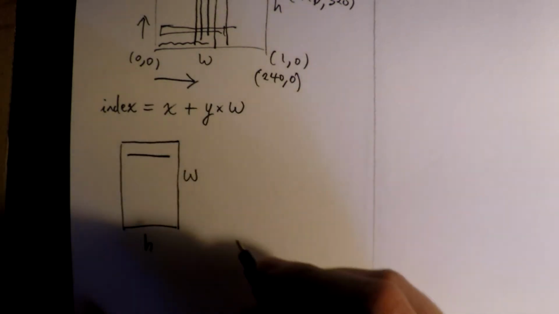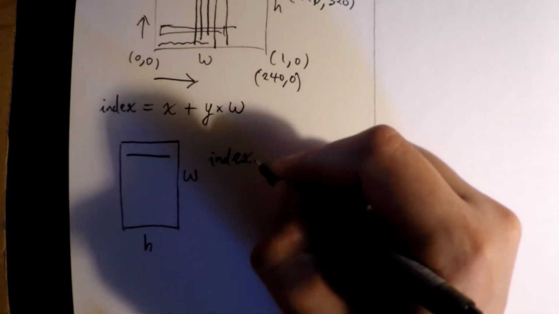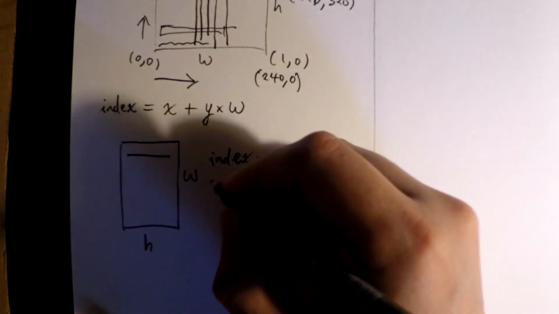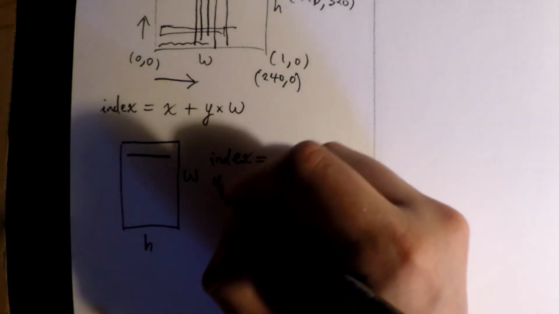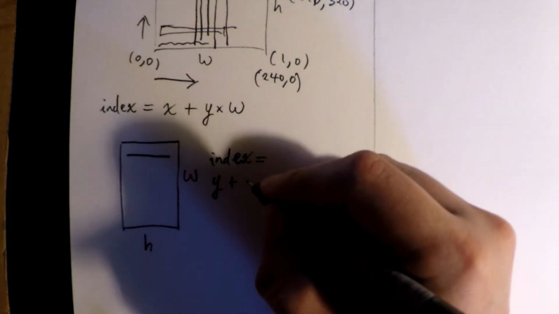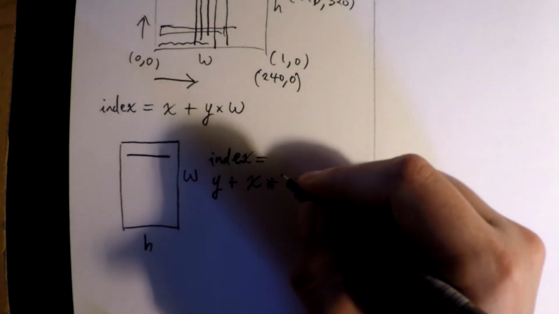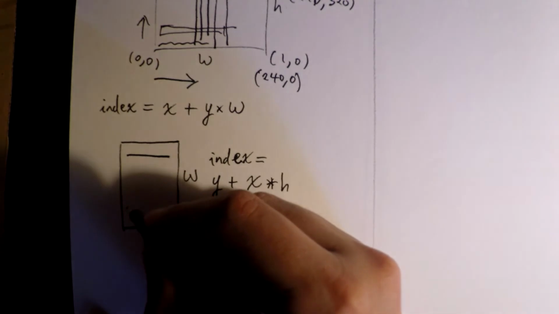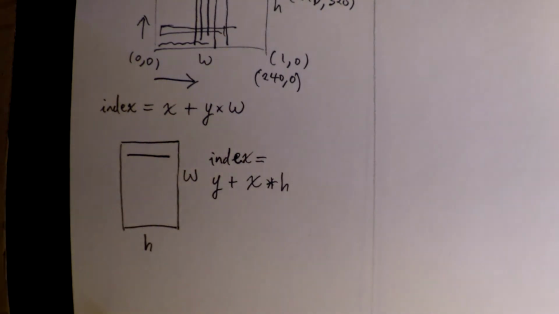So in this case, the index is the Y coordinate going across from left to right, plus X times the height, because for every unit X we step across, we're skipping a whole H amount of pixels. So this will be a lot faster.